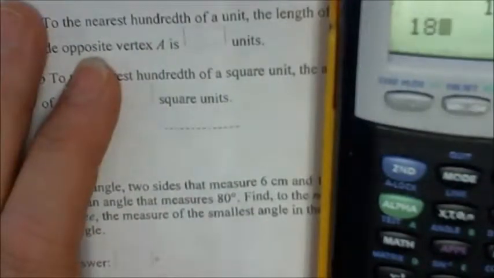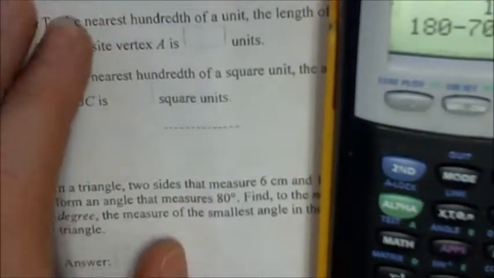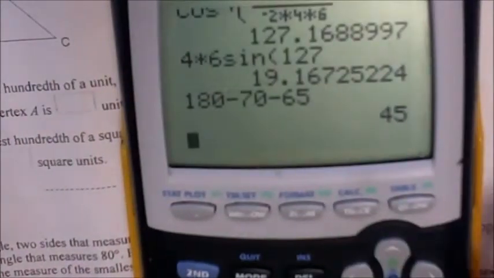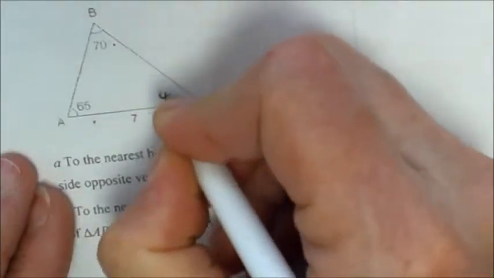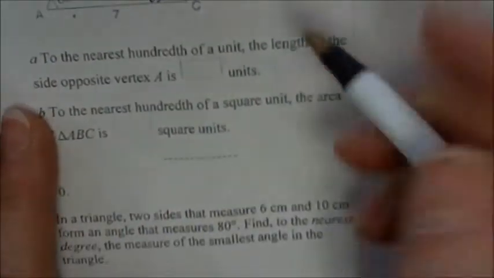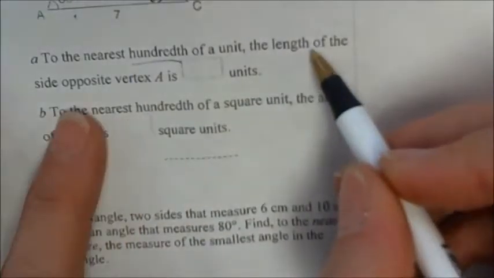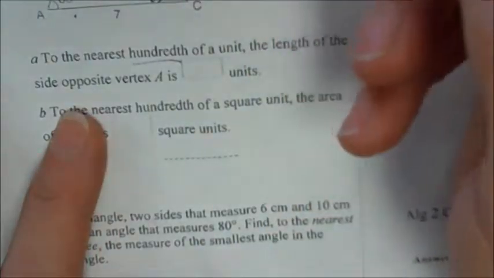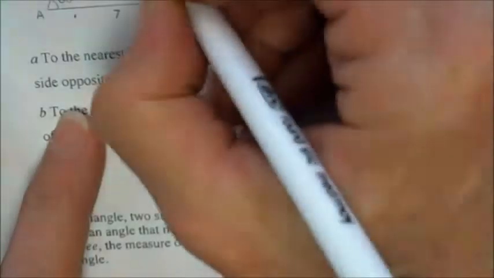Number 9, they give us 2 angles. I'm going to fill in the third. 180 minus 70 minus 65 will give us that third angle, which is 45 degrees. So we have a 45-degree angle there. If you know 2 angles, fill in the third. To the nearest hundredth, the length of the opposite side of vertex A. So they want to know what little a is.